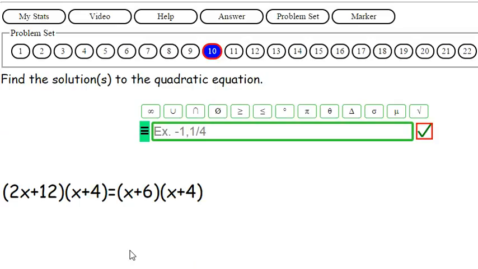Alright. So we have 2x plus 12 and x plus 4, x plus 6, and x plus 4 again. There's something going on with that. See, this term here is in both sides anyway, which means that we could simplify this thing down. But we'll get to that here in a minute, I guess.